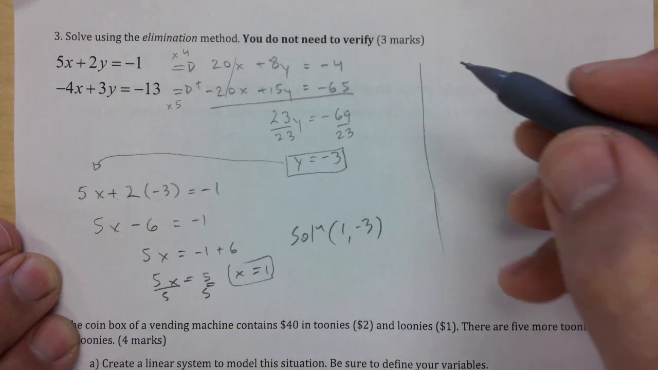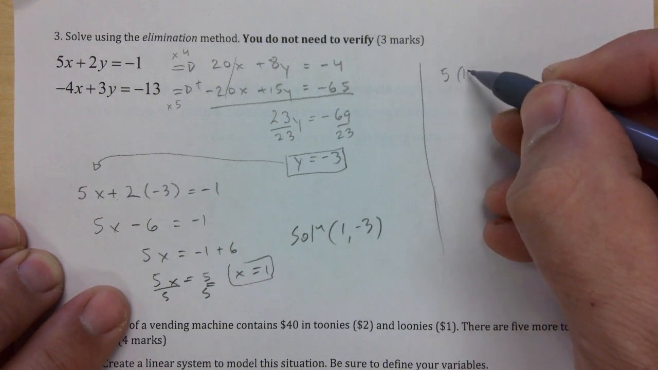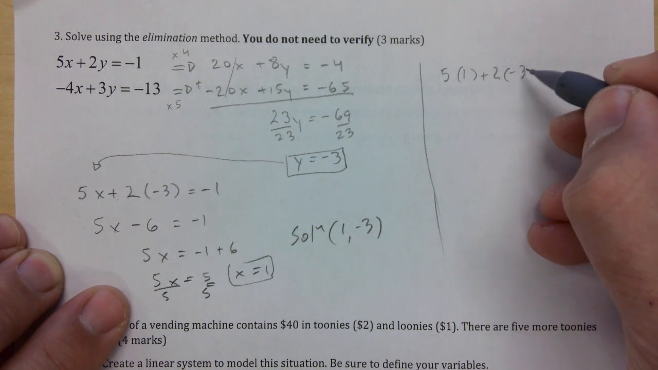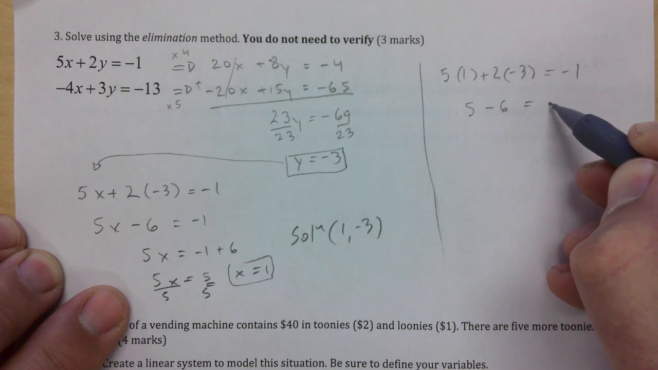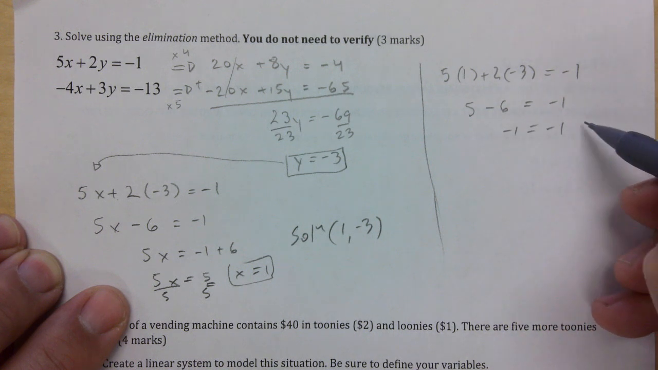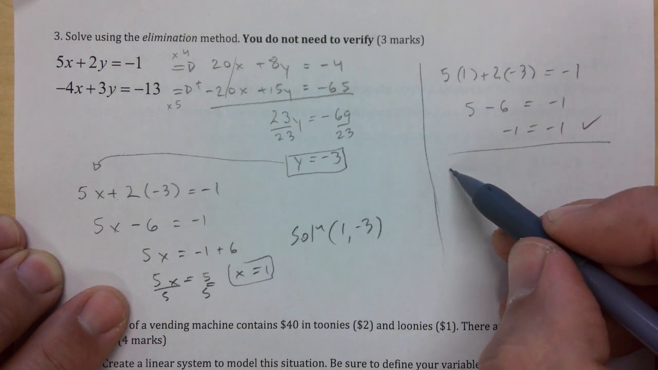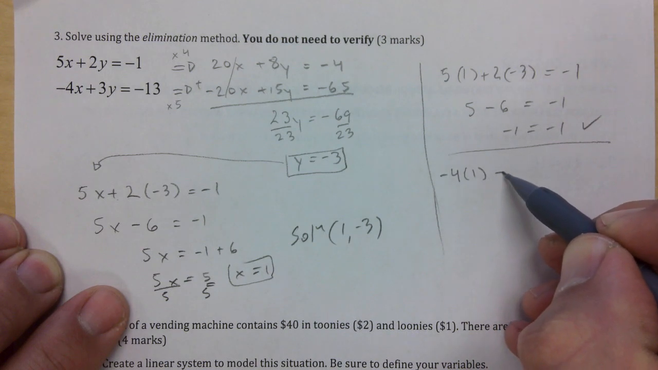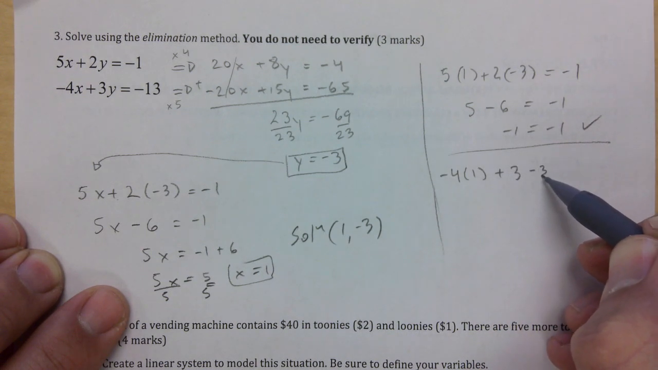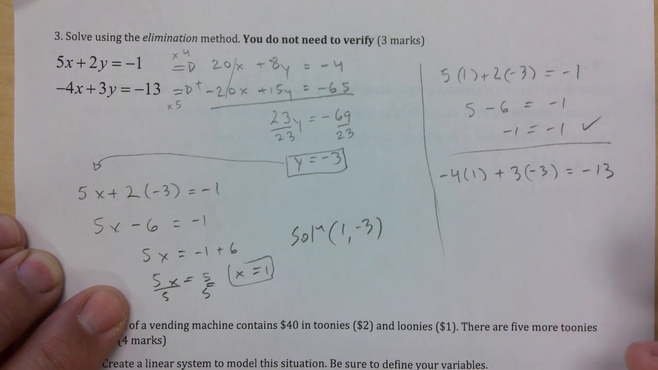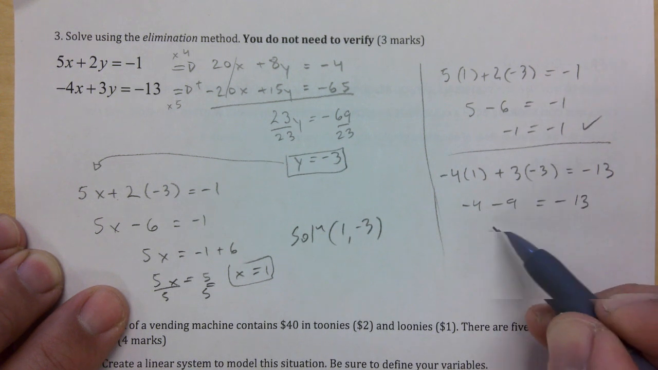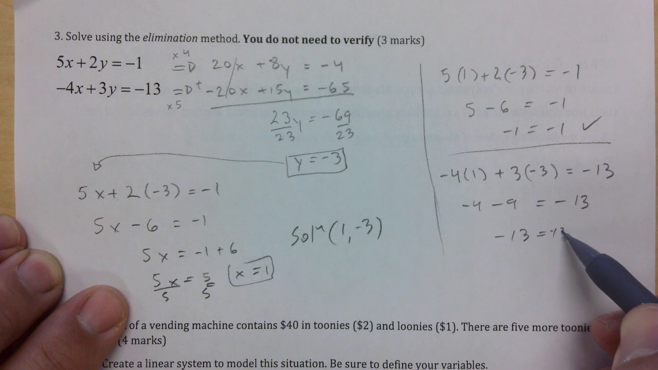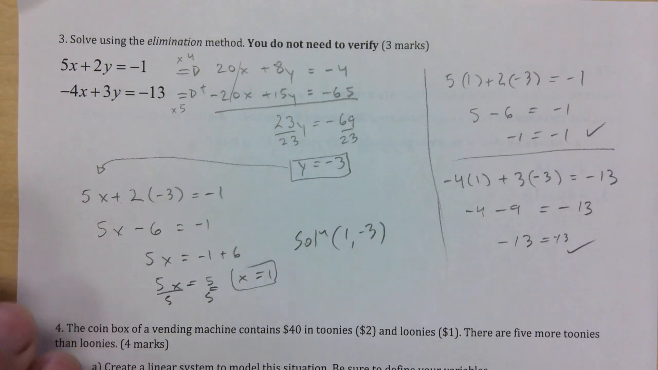Quick check here on the side. 5 times x plus 2 times y is equal to negative 1. This is 5 minus 6 is equal to negative 1. That's negative 1 is equal to negative 1. Check. Okay. And the second one is negative 4x plus 3y is equal to negative 13. This is negative 4. This is negative 9. Like that. And negative 13 is equal to negative 13. So you've done a quick check and you're good to go.